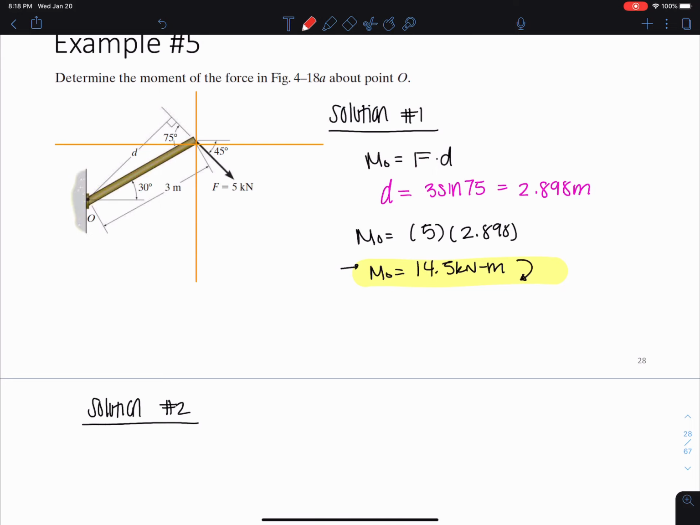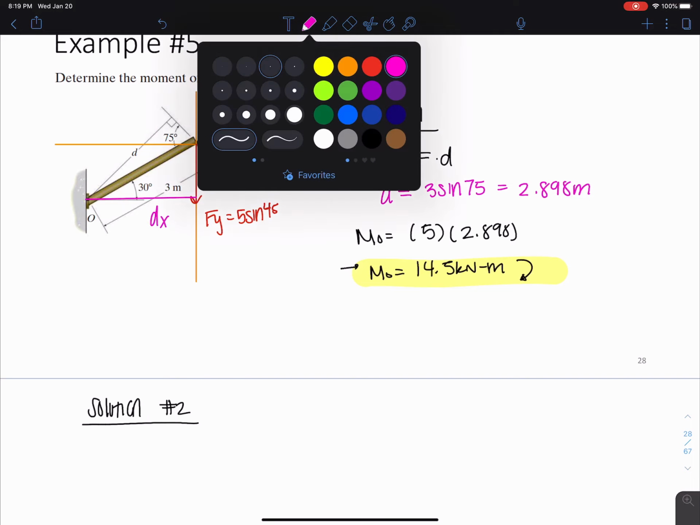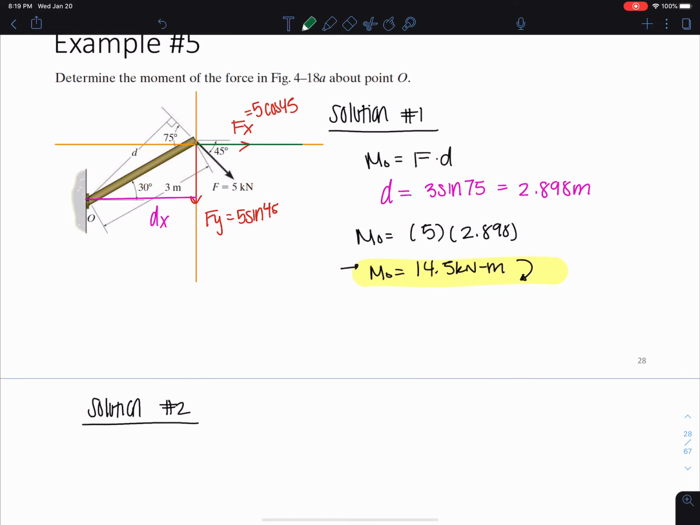And I can have an Fx component and an Fy component of the force, right? So I have my Fx component, which is just going to be 5 cos 45, and 5 sine 45, right? And the moment arm from point O to Fy, or 5 sine 45, is going to be this distance. I'm going to call it dx. And then this vertical distance here to point O is going to be dy here.